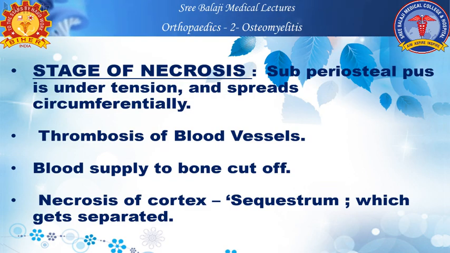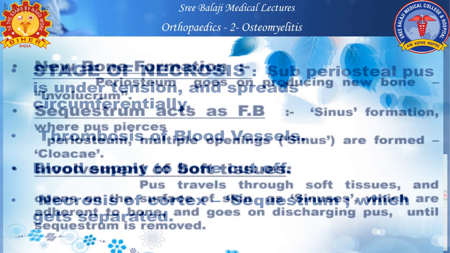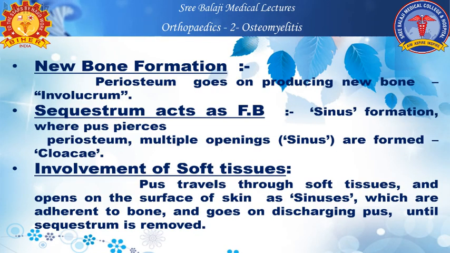As I said earlier, in the stage of necrosis, because of the increase in the intracompartmental pressure and thrombosis of blood vessels, necrosis of the cortex happens, and the necrotic bone is called a sequestrum. In an attempt to repair this, the periosteum goes on producing new bone, which is called an involucrum. Unless the sequestrum is removed, it will act like a foreign body and sinus formation will persist.